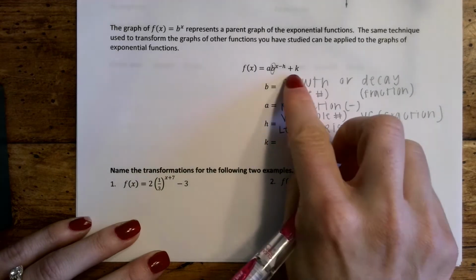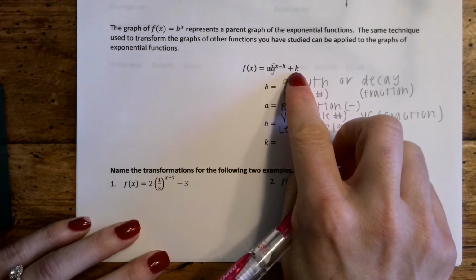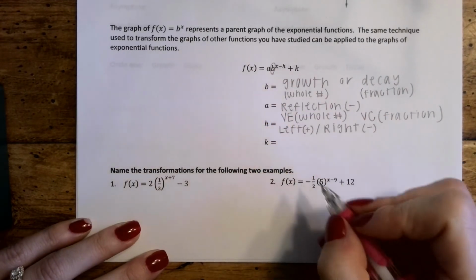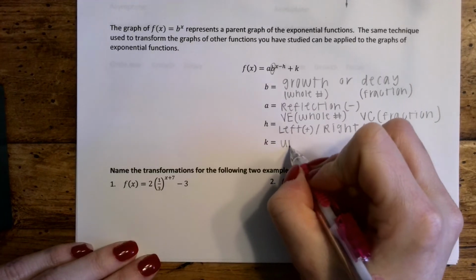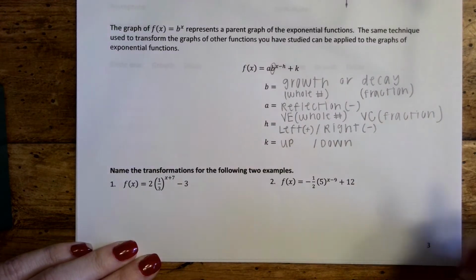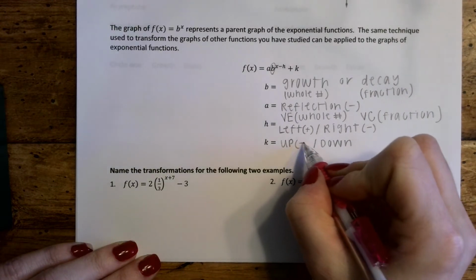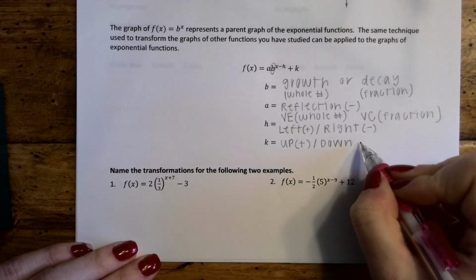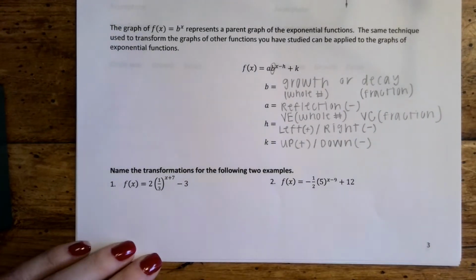The last thing you'll look for is this number on the end, so this is not part of the exponent. This tells you how far things go up or down. This is not opposite, so if it's going up, it'll be given as a plus sign, and if it's down, it'll be given as a minus.